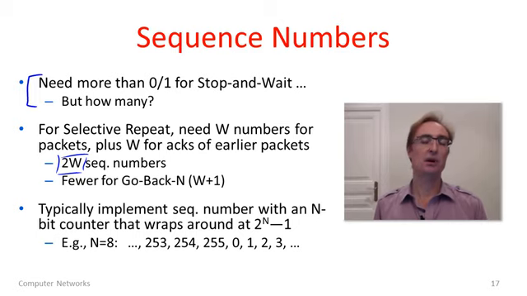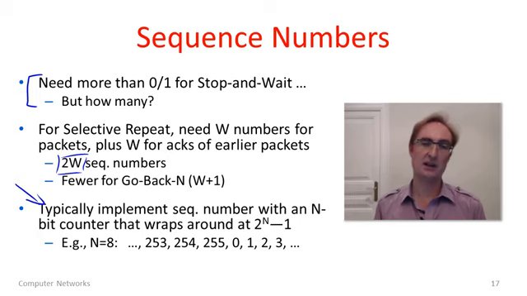But it doesn't worry too much, because usually we would not get too tight on the number of sequence numbers we need. Typically, sequence numbers would be implemented with an n-bit counter. That's a number that would simply climb up to some power of 2, and just as it is about to get there, it will wrap and go to 0 again.